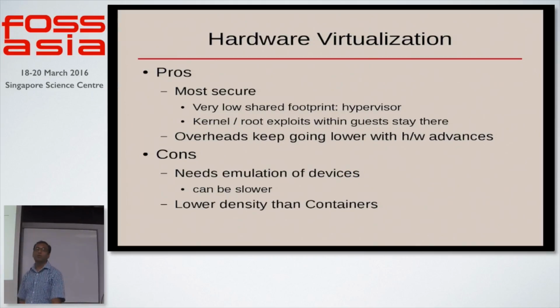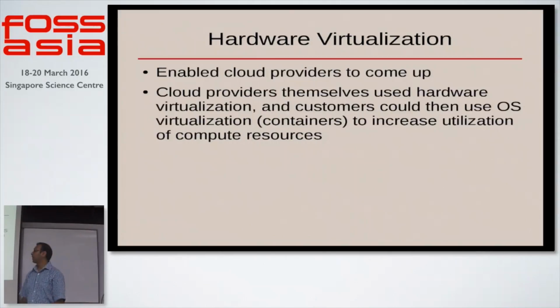Emulation of devices, we can always have faster device emulation. We always work towards this. And we can, of course, get very close to bare metal speeds with virtualization even today. Hardware virtualization actually enabled cloud providers to come up, services like Amazon EC2, Google Compute Engine, and so on. They use commodity off-the-shelf systems, form these data centers, and expose all these virtualization interfaces.